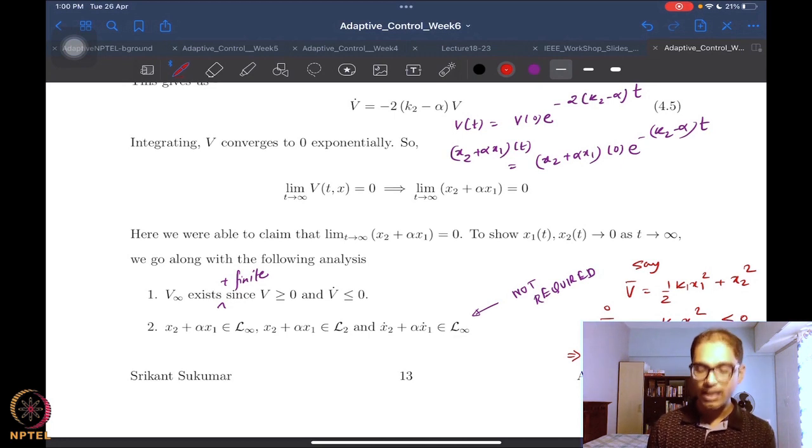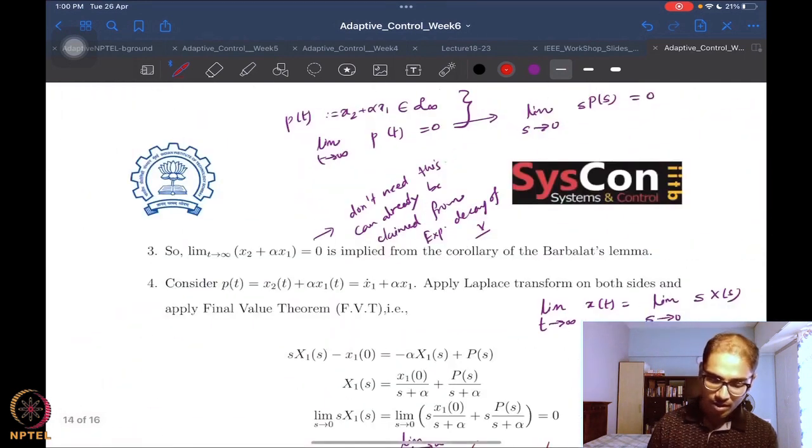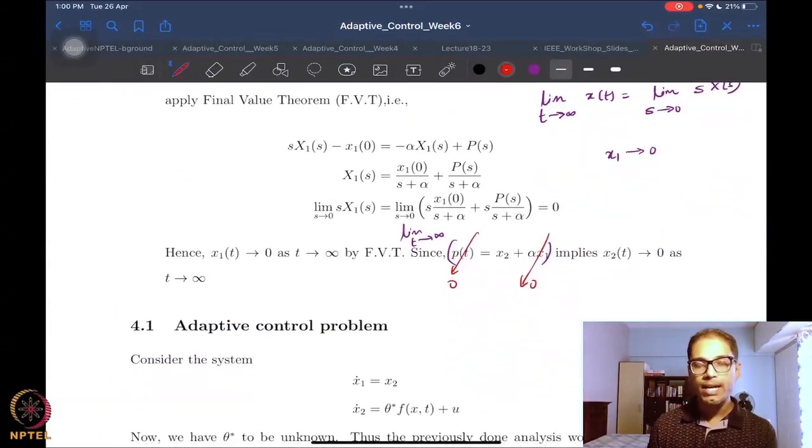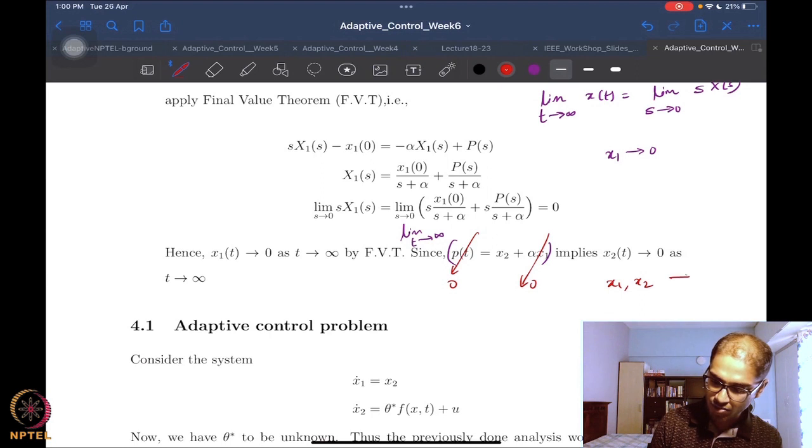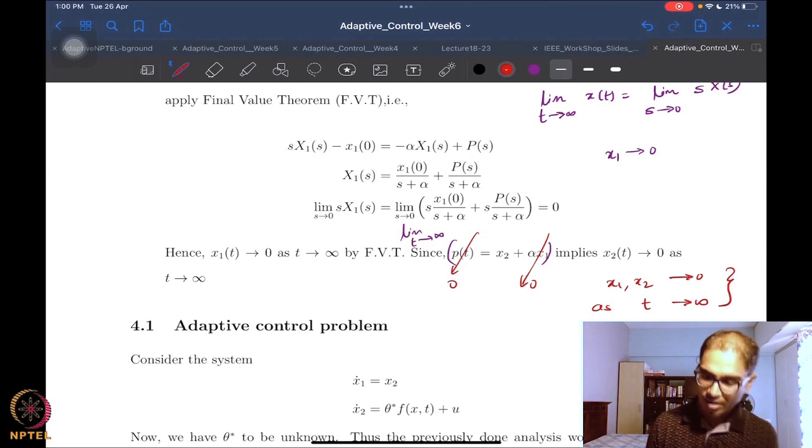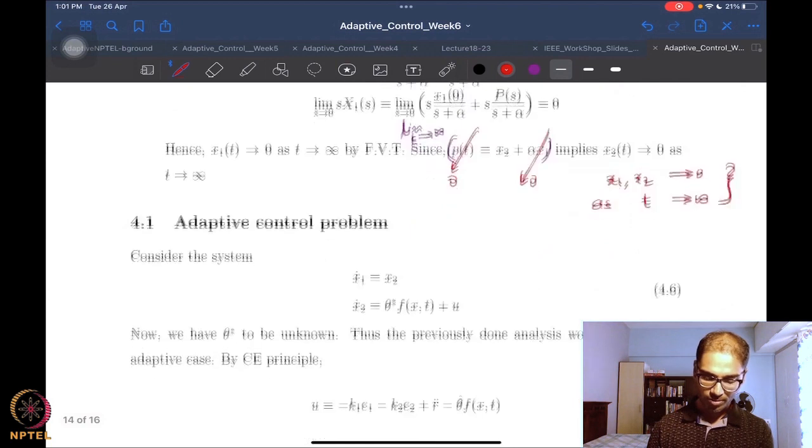So stability can be obtained if you want by this earlier Lyapunov candidate, which is actually a Lyapunov candidate. So I don't have to worry about stability, that was already given to me, but this particular Lyapunov-like construction actually gave me convergence. I can claim that x1, x2 go to 0 as t goes to infinity. So I even got my nice asymptotic convergence. Great. So what we want to do is use the same idea for the adaptive control problem.